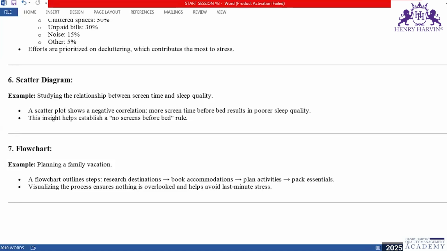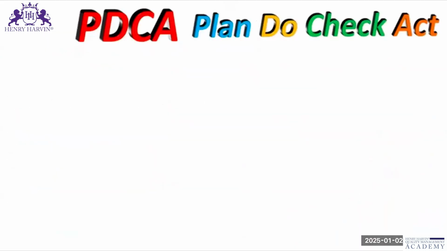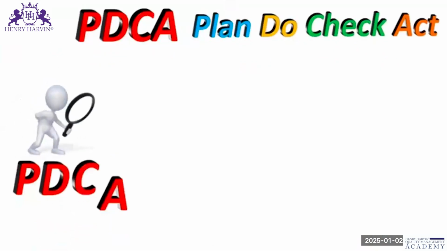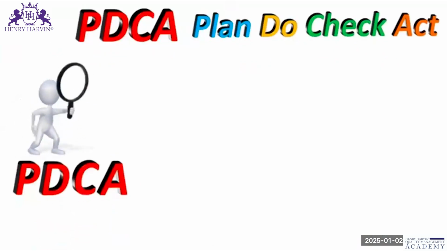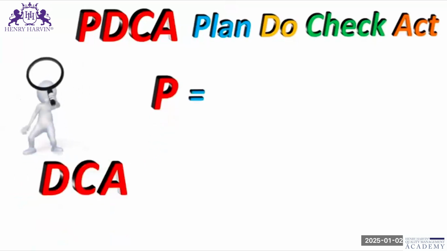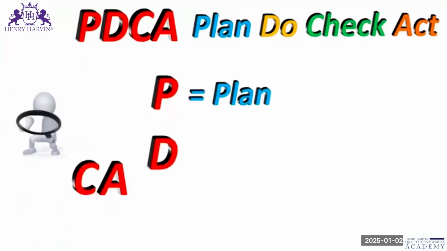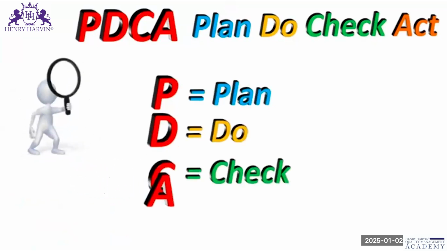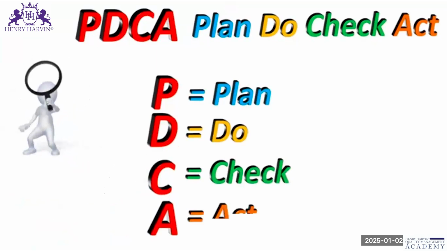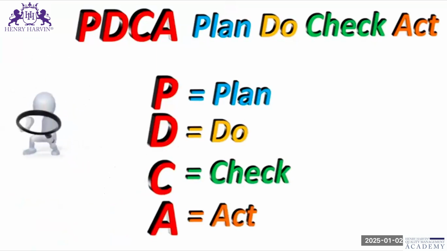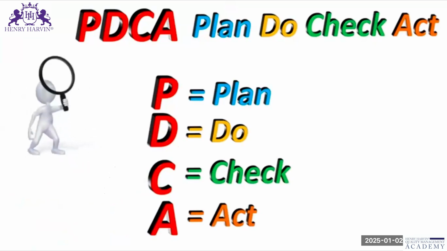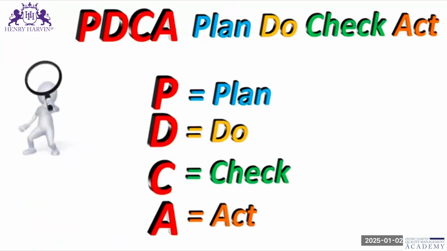Let me take you to another part. Do you know that PDCA is the most widely used tool for continuous improvement? And what is this PDCA? P stands for plan, D stands for do, C stands for check. It is an iterative four-stage approach for continuously improving product, process and people.